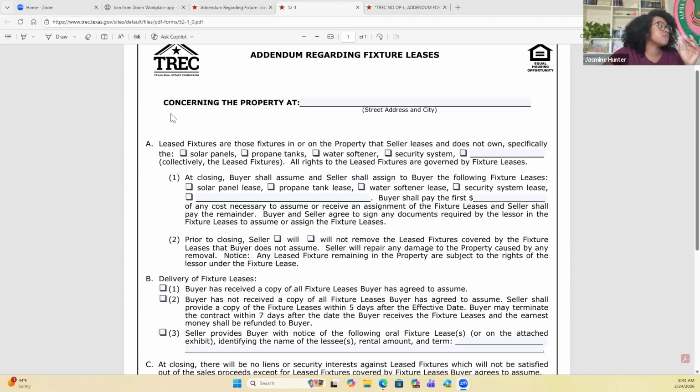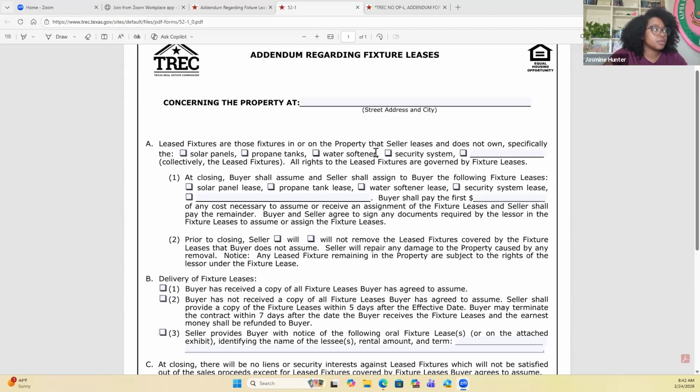Okay. So what fixture leases are on the property at the time of contract? It gives you some options here, and it even gives you a spot for you to list your own if it's not something that's listed. So it gives you security system, water softeners, propane tanks, solar panels. And again, it gives you a spot where you can list out anything else that could be a fixture lease that's not on there. A Ring doorbell, maybe, it wouldn't necessarily be a security system. It's just a doorbell. If that is a fixture lease, then there you go.